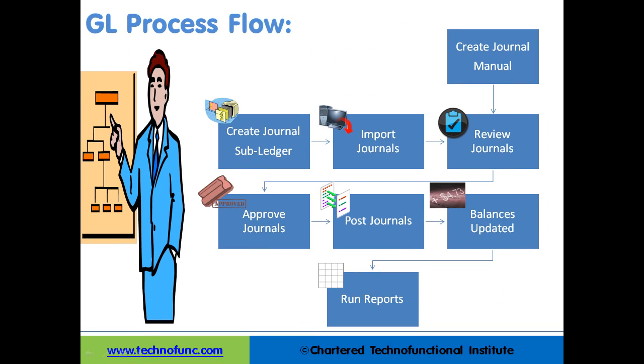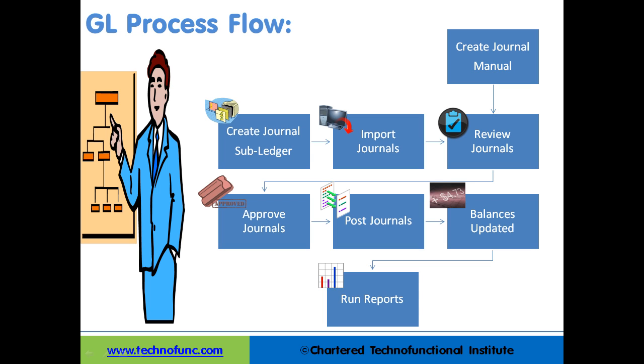Slide 7. GL process flow. Create journal/import journal from subledger. Accounting journals can be created directly in the general ledger. They can also be created in subsidiary ledgers and can then be imported to general ledger. Review journals. Once the journal is available in the general ledger system you can query that journal. While reviewing the journal, you can make edits/corrections if required.